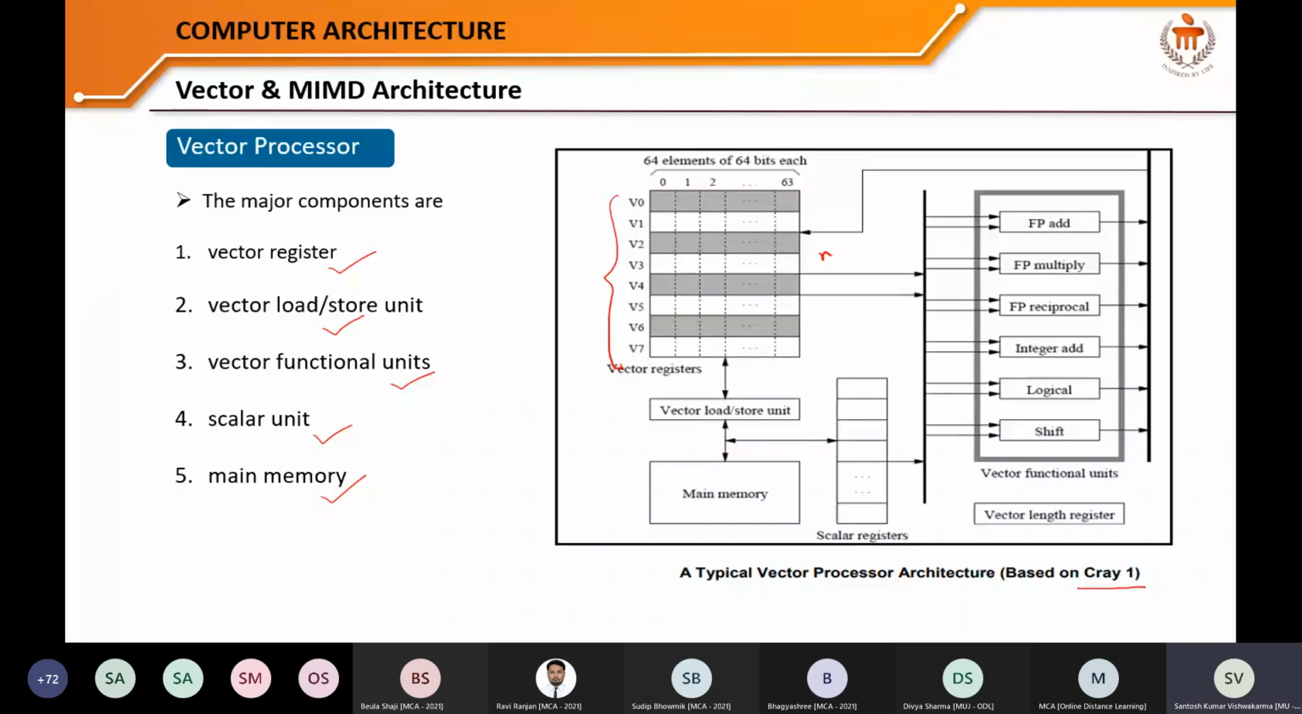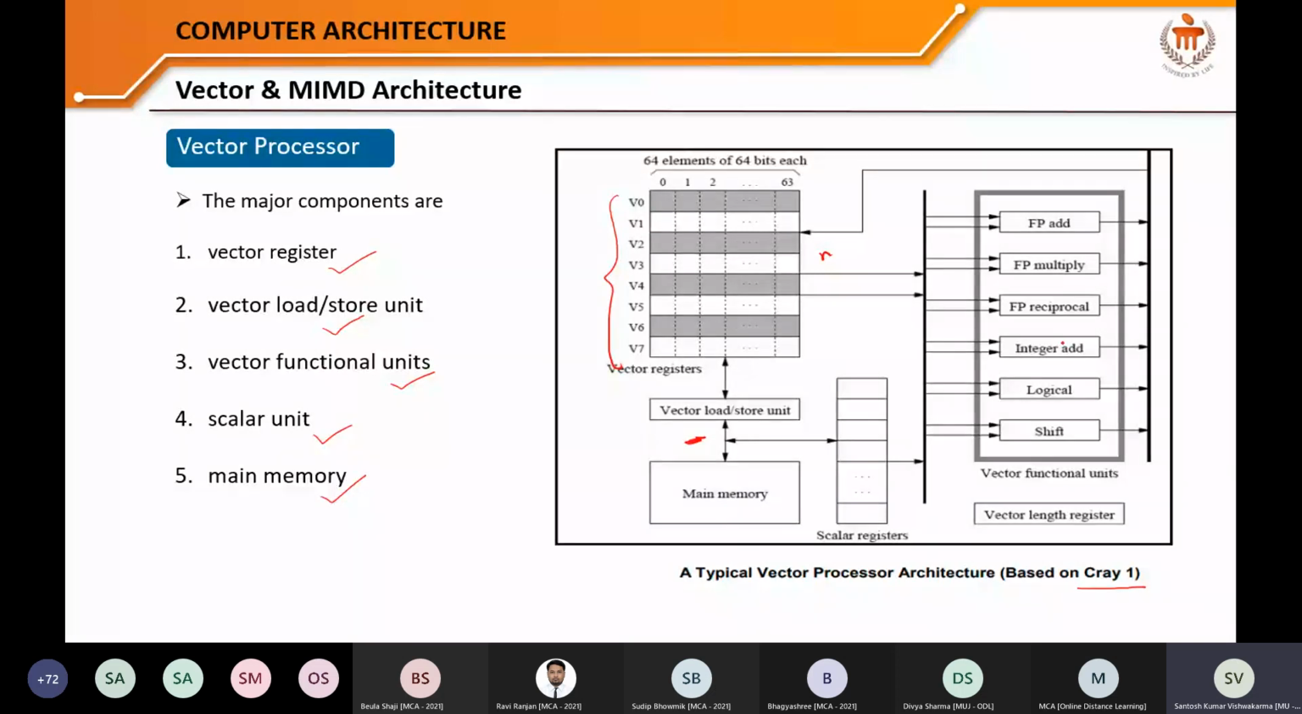So let me talk about the first one, vector registers. It carries the input and result vectors. As you can see, suppose you want to perform some computations, so there may be vector load operations, which is part of the main memory. We'll soon discuss all about this: what the components are and the tasks they are going to handle.